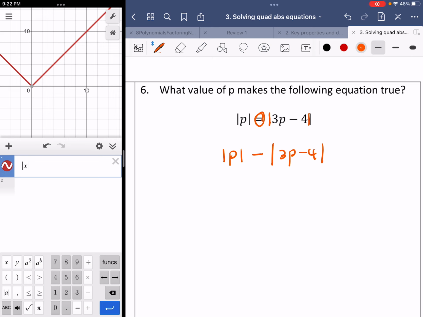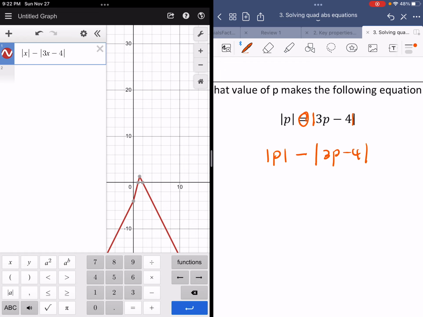So x minus absolute value of 3x minus 4, and here, whoa, what am I doing? Absolute value of x, no, 3x minus 4, close the absolute value. So that's what you're going to see on the calculator, and you will get the answer through this one like that. So that's what you get.